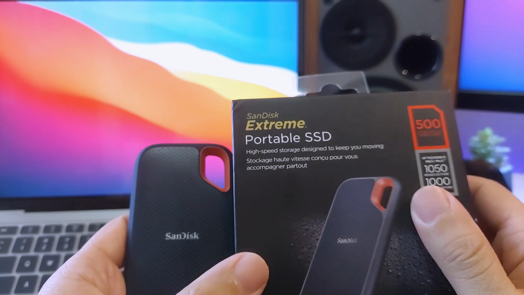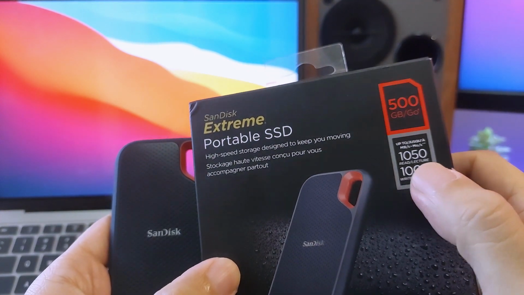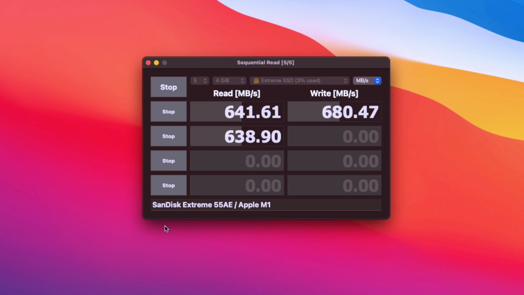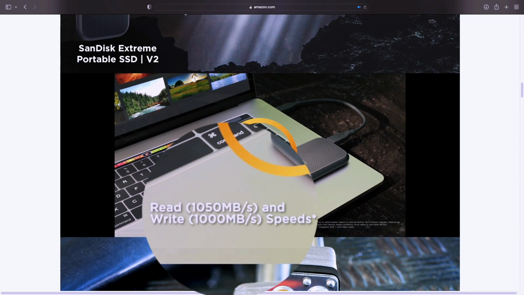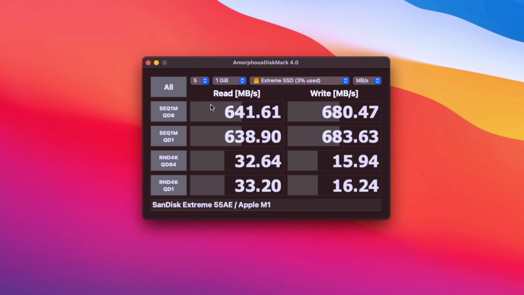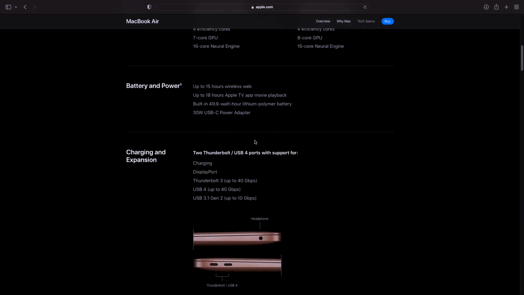I ran some tests using Amorphous Disk Mark to validate the claimed transfer speeds, and strangely, it capped out at around 640 MB read and 680 MB write. Not even close to the advertised 1000 Mbps read and write speeds. This test was performed with the SSD plugged in directly to an M1 MacBook, which is supposedly equipped with Thunderbolt ports, so I was a little disappointed to find that it couldn't achieve the max speed.